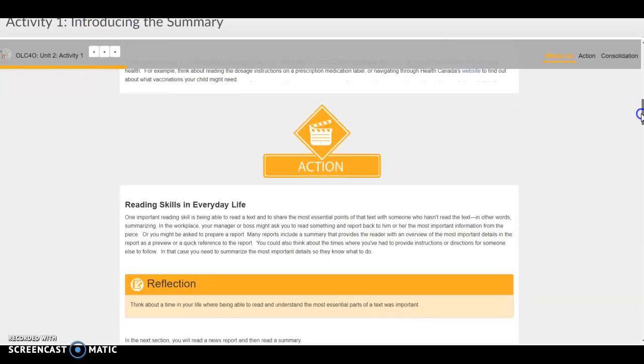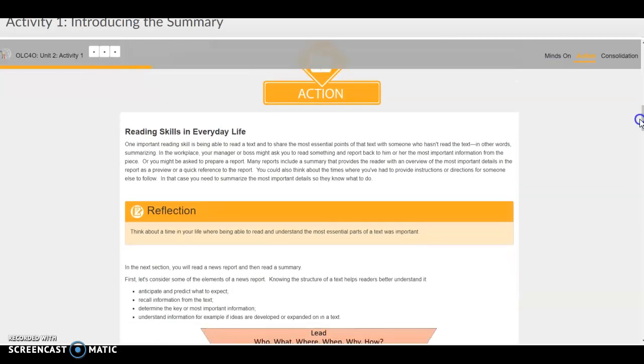Then when we move on to the action of the activity, we're going to introduce the idea of summary writing, and you're going to be asked to reflect on a time in your life when being able to understand the essential parts of a text and summarize something that you've read was an important skill to have. I think if we all look at our lives hard enough, the ability to summarize something, whether it's something we've watched, listened to, or read, is a really important skill. It's an important job skill, and certainly an important skill in your academic life as well.